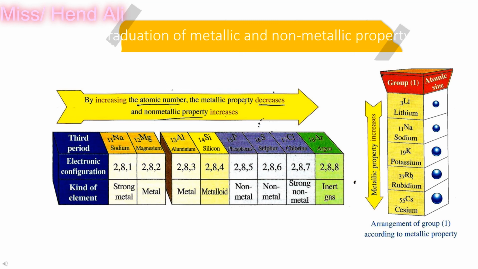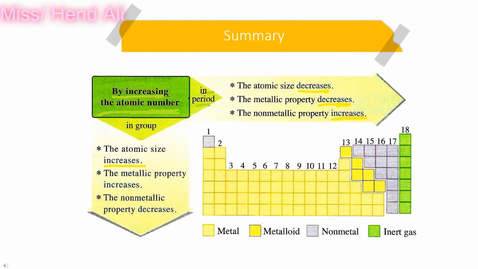This is for periods. For groups, in group 1A the metallic property increases. So again, by increasing the atomic number in periods, atomic size decreases, the metallic property decreases, and the non-metallic property increases. But in groups, the atomic size increases, the metallic property increases, and the non-metallic property decreases.